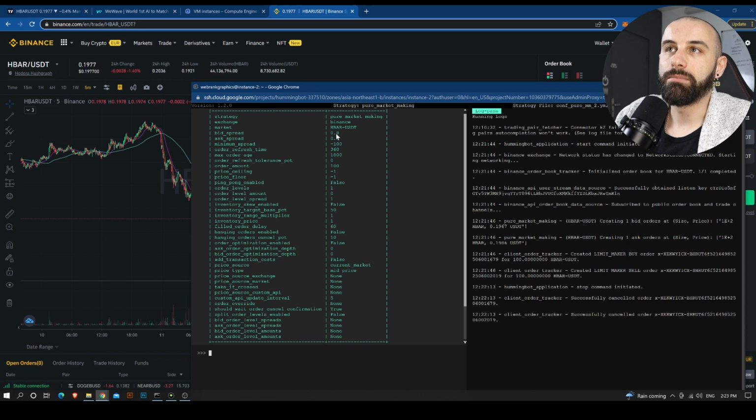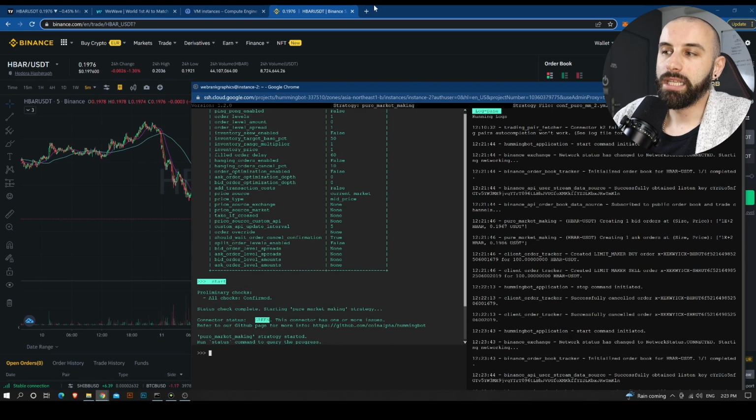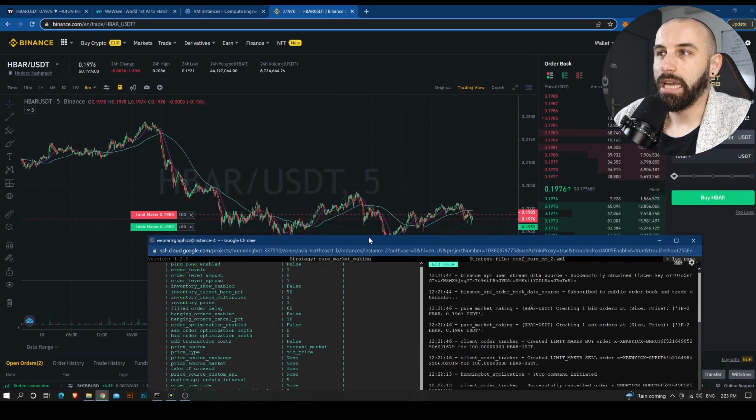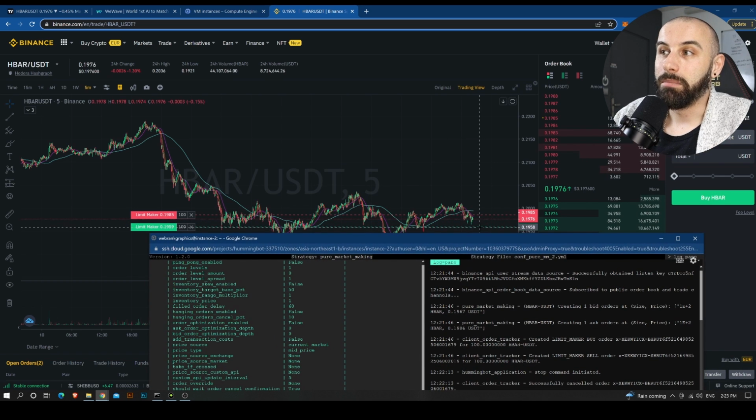And it will be updated right here. Now, in order for this to be effective on the trading side, if you are already running a bot, you will need to stop it and restart it. Well, right now, if I'm going to start it, we can see that the bot has placed the orders and the buy order is a bit further away from the mid price than the sell order.